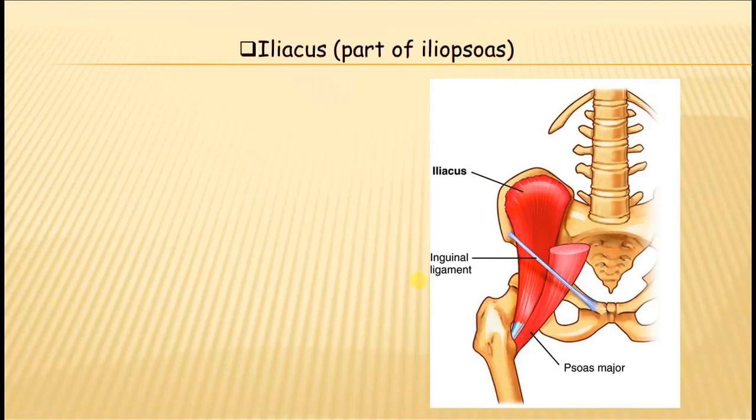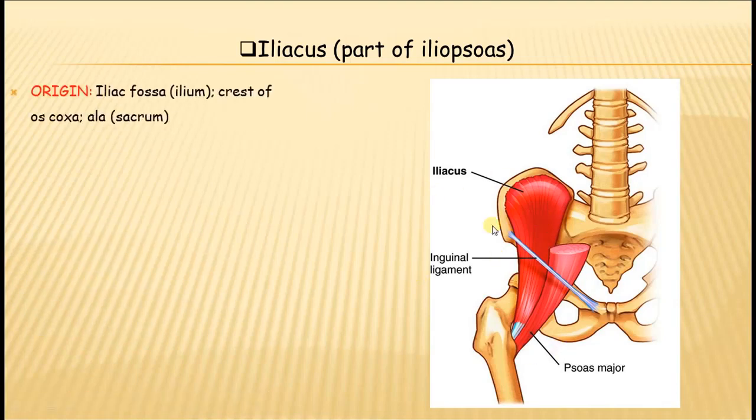The next muscle which we are actually going to see is the iliacus muscle. The iliacus muscle arises from the iliac fossa, from the ventral surface of the ilium, and also from the adjoining surface and from the ala of the sacrum. It is inserted into the lesser trochanter of the femur.